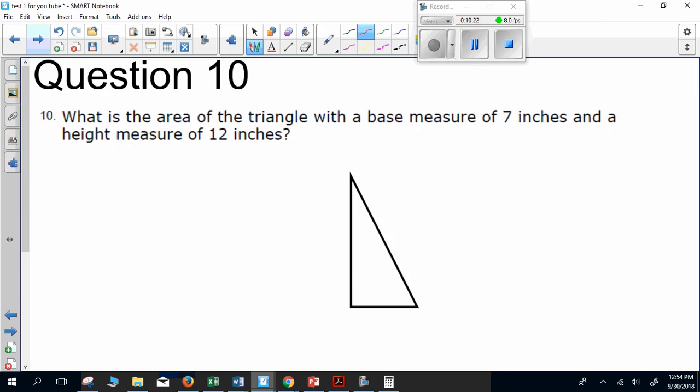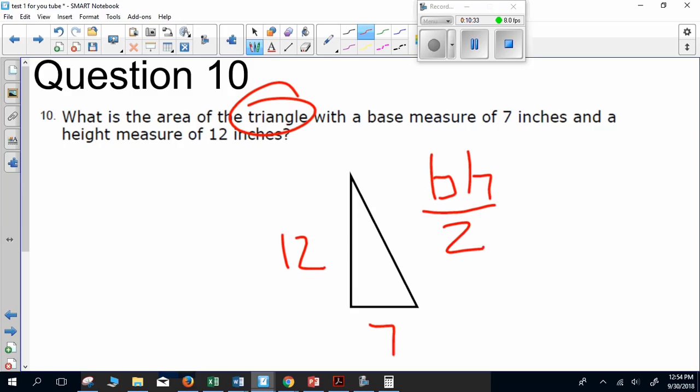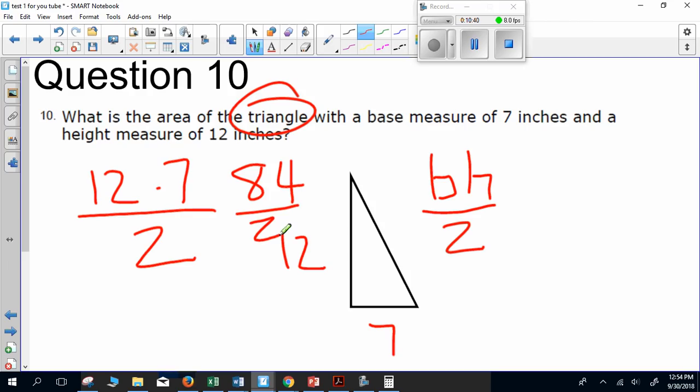Okay, next one. What is the area of a triangle with a base of 7 and a height of 12? Base times height divided by 2. 12 times 7 divided by 2. 84 divided by 2. 42 square inches.